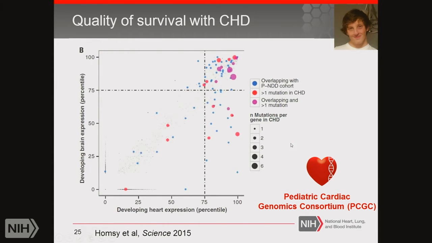But here we see a genetic explanation as well. So I am not a geneticist. I am not going to go into this in detail. Please don't ask me any questions about this. But basically, these are genes expressed in heart development and genes expressed in brain development.